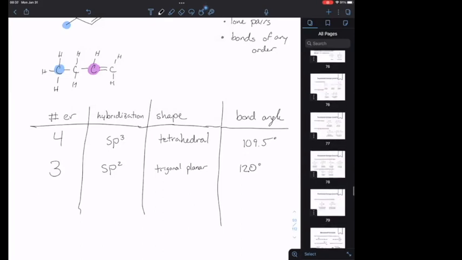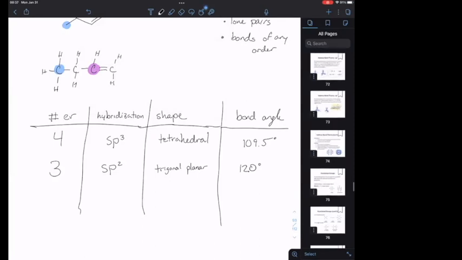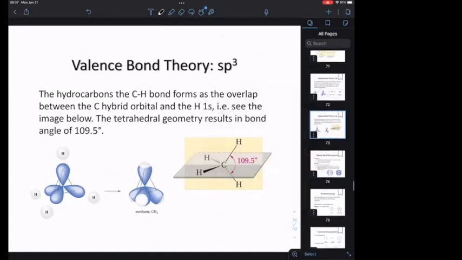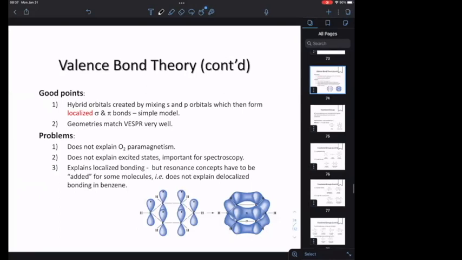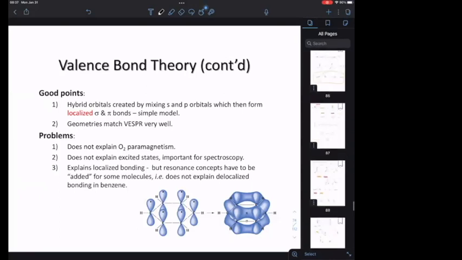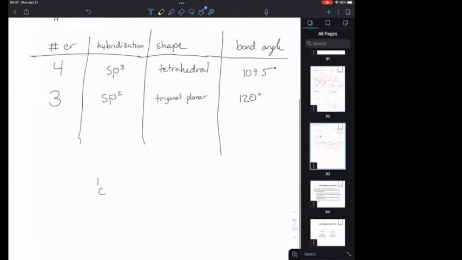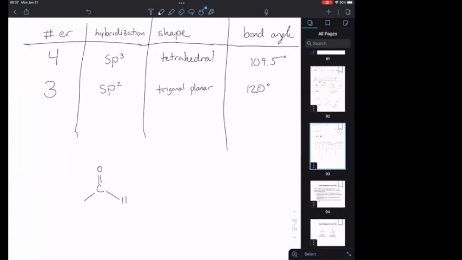And so to picture that, oh, that's the tetrahedral again. All right, well, again, it looks like a triangle, so it would be something like this. This is a trigonal planar molecule, and all of those bonds are lying in the same plane. And again, it's shaped like a triangle here.